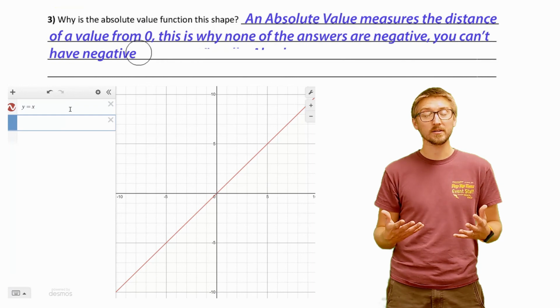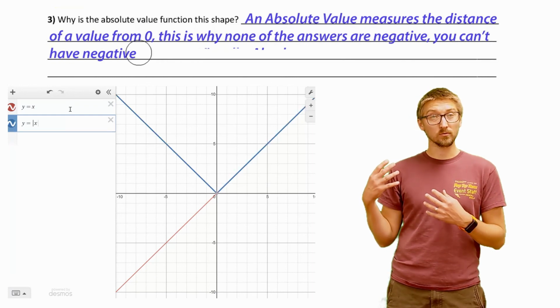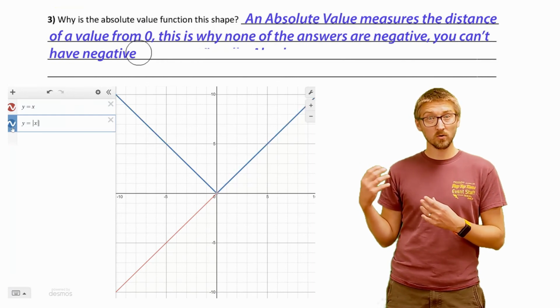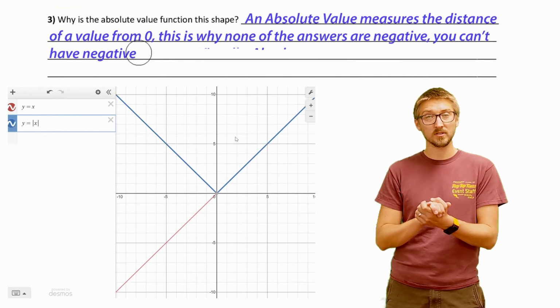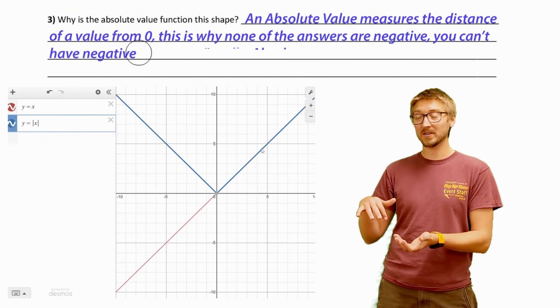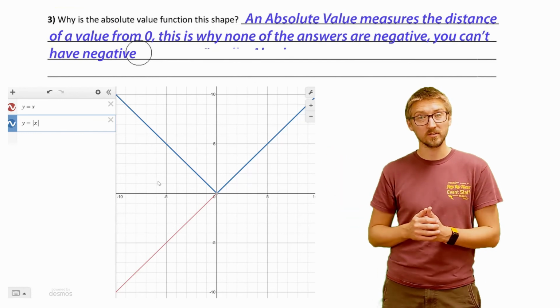Okay, and these are both parents. Now on the right-hand side, they correspond. They're in the same exact spot. They have the same inputs and outputs. But on the left-hand side, it looks almost like they're a reflection, a mirror image of each other.